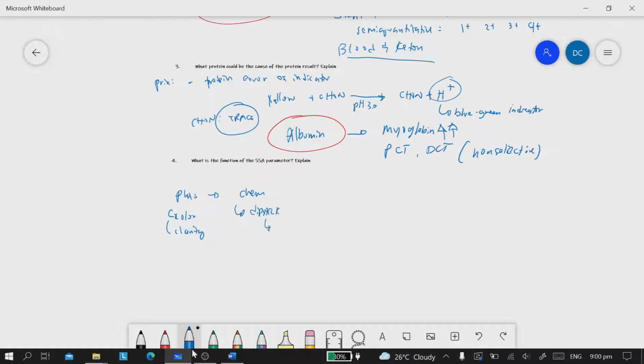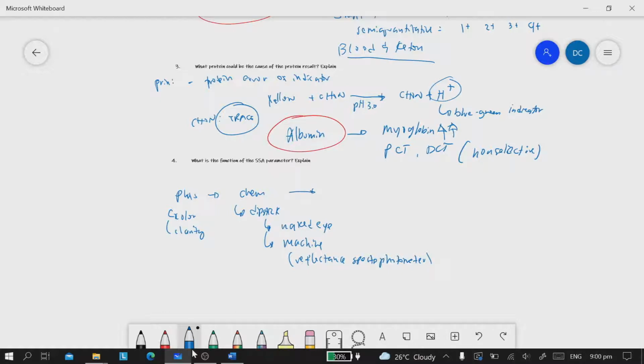Usually, the dipstick would be read either through the naked eye, or through the machine. That machine has the principle of reflectance spectrophotometer. It reads the transmittance or the reflectance of light from the individual pads of each parameter on the dipstick. Alright.